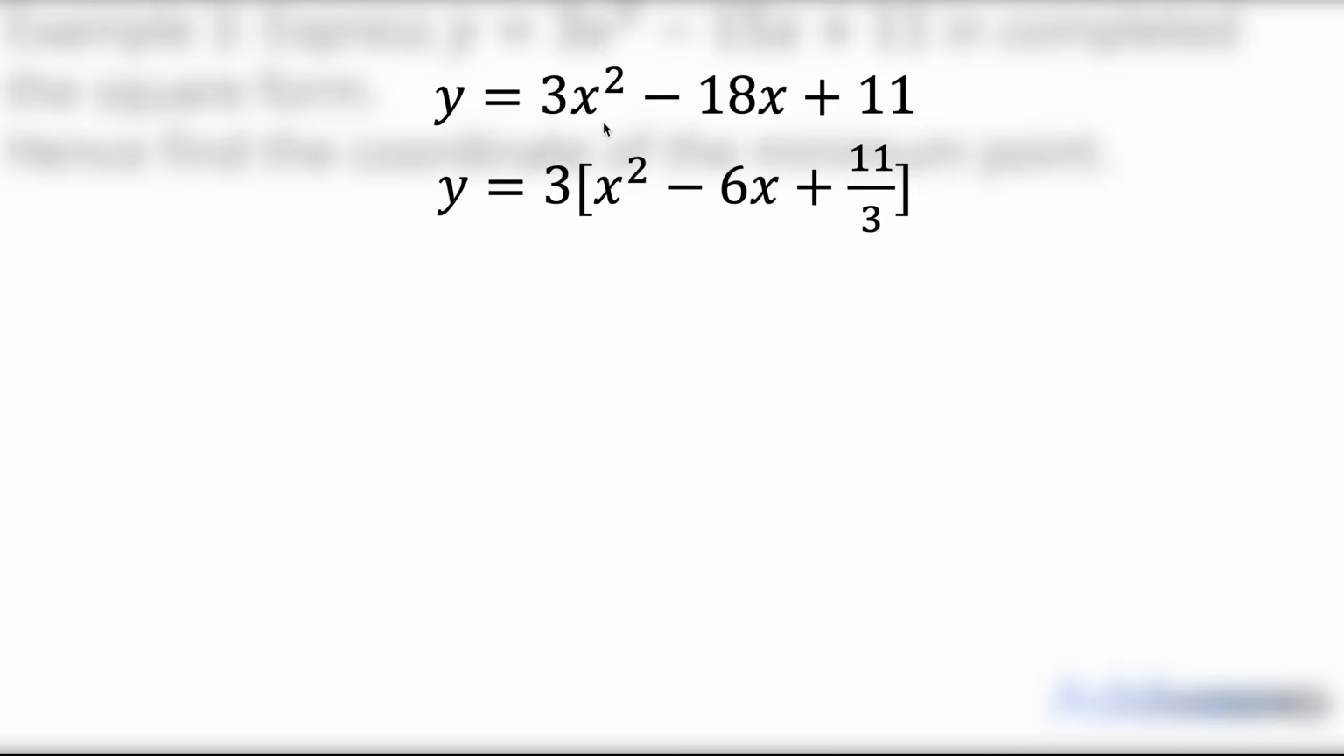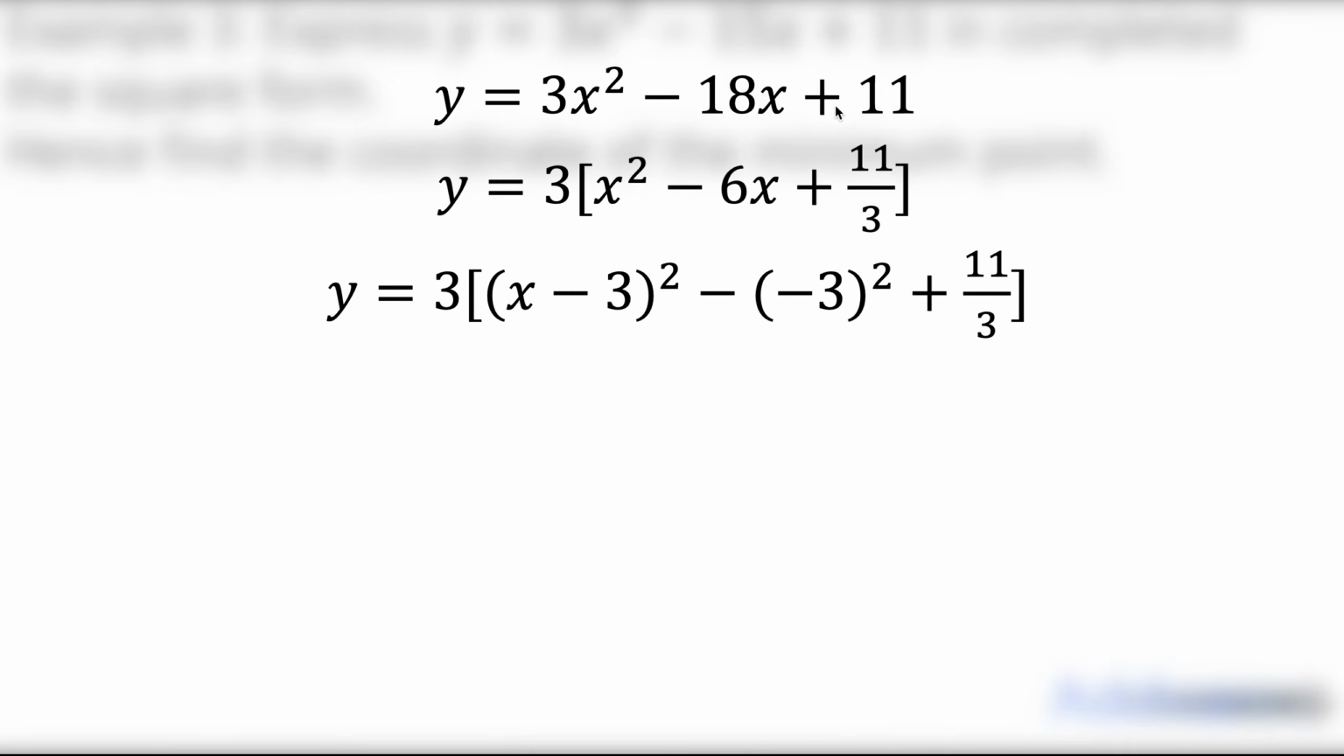So 3 times x squared gives us 3x squared. The 3 times minus 6 gives us minus 18x. 3 times 11 thirds is 11. So these two expressions are the same. Now we complete the square inside the square brackets. So as we did before, the minus 6 got halved, so it's x minus 3 squared. Then we subtracted minus 3 squared, and the 11 thirds got added on the end. Still all inside the square brackets.